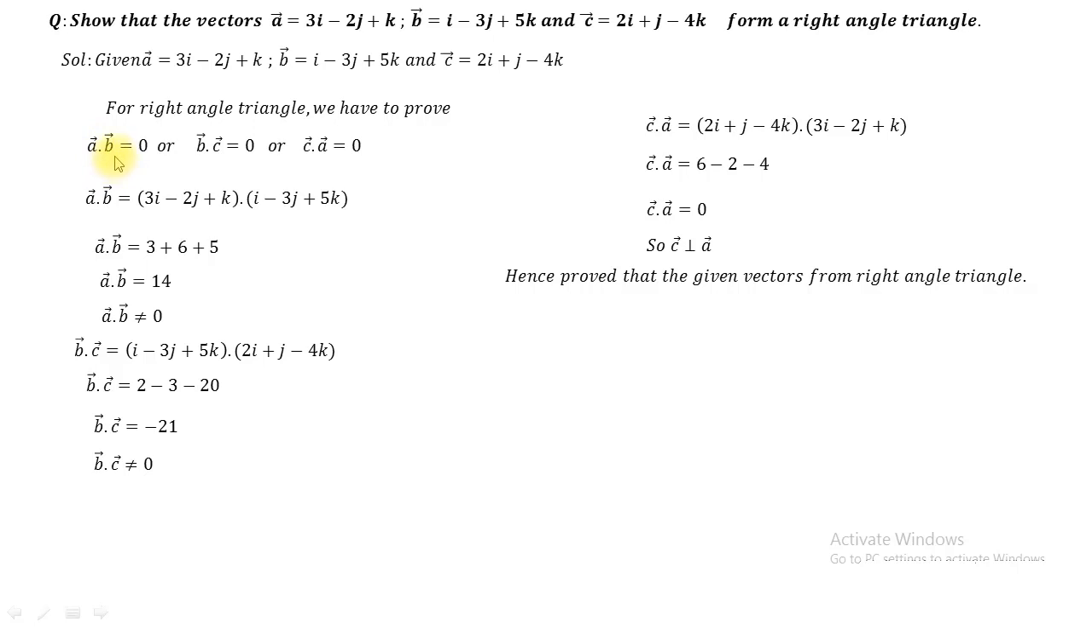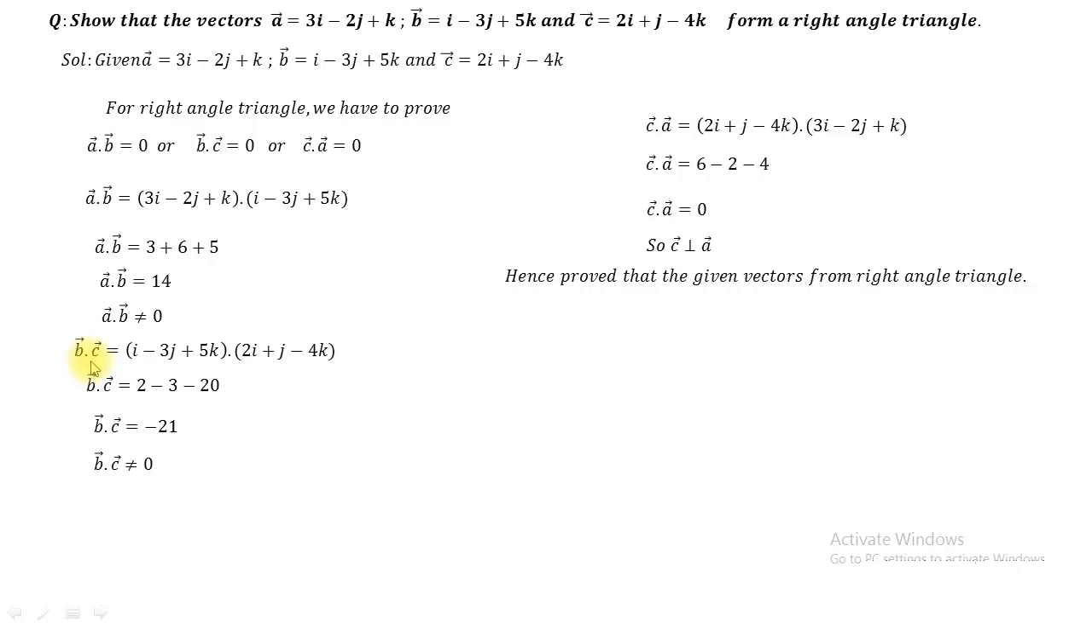So first of all, to find A dot B. A dot B is equal to, this is vector A and this is vector B, so 3 multiplied by 1, 3, minus 2 multiplied by minus 3, plus 6, plus 1 multiplied by 5, 5. So this is equal to 14. So A dot B does not equal 0.